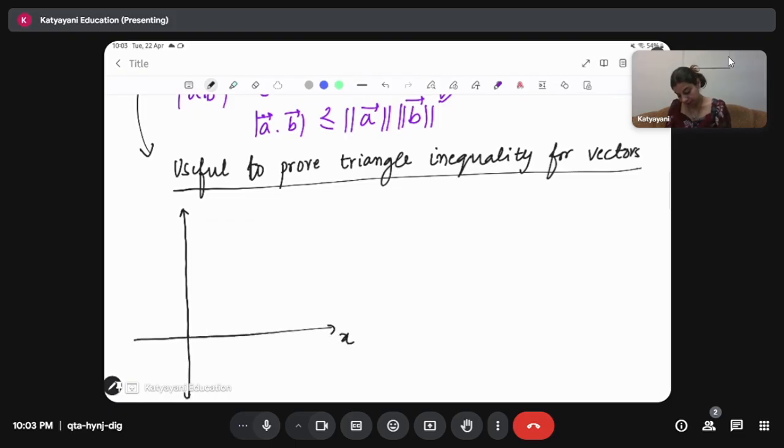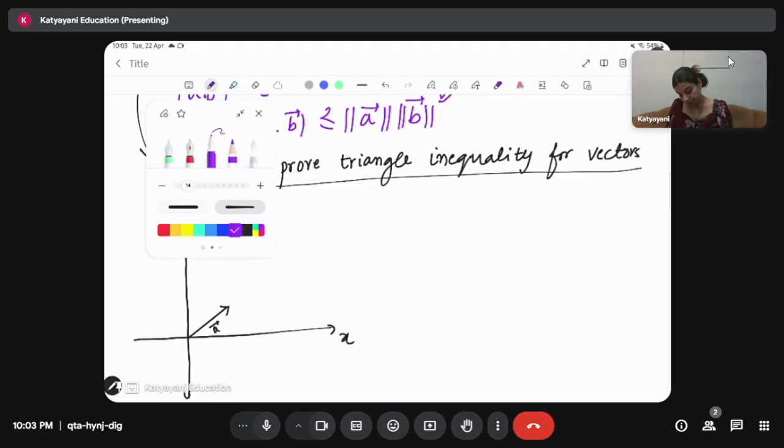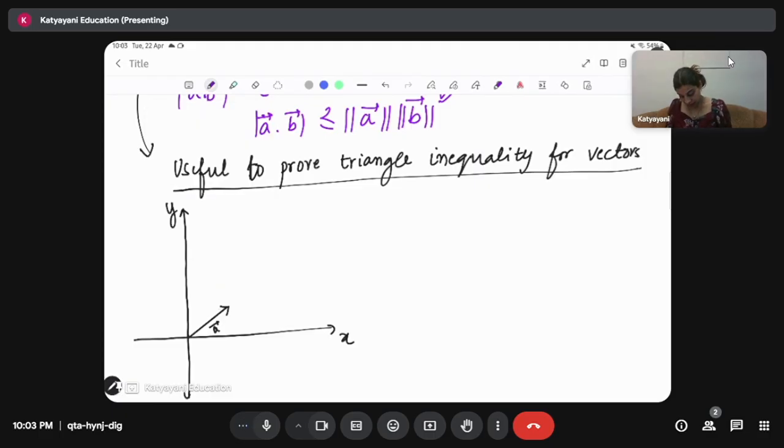X and y, right? This is your vector A. We have another vector B. B starts from here and goes up till here. This is vector B. Now what will be A minus B? If this is vector A, this is vector B, right?